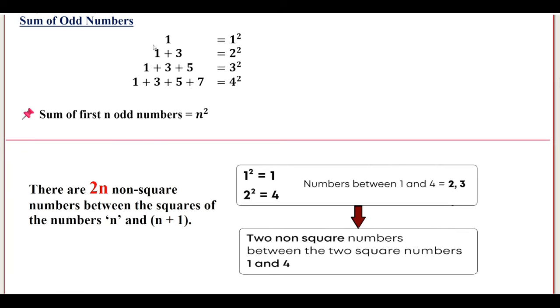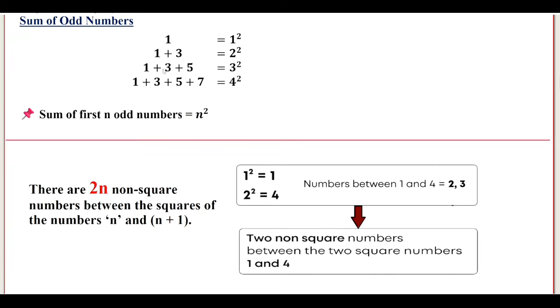Okay, if you are adding odd numbers, right, 1 is 1 square. 1 plus 3 is equal to 4. 4 can be written as 2 square. 1 plus 3 plus 5, the same thing we have seen in the before slide, right? 1 plus 3 plus 5 is equal to 9, 3 square. From this, what are we understanding?